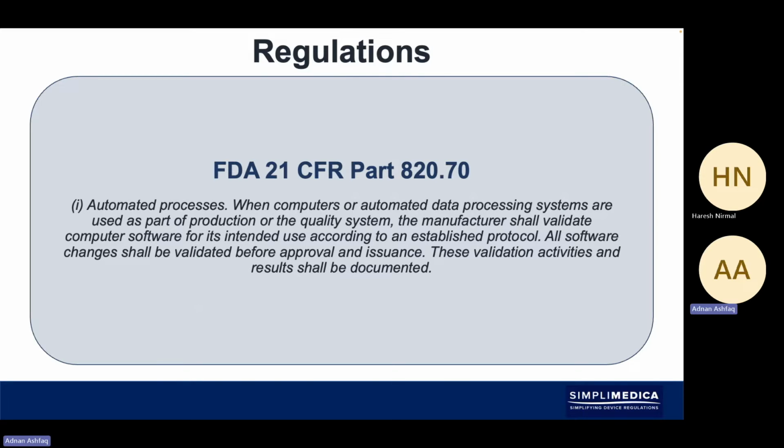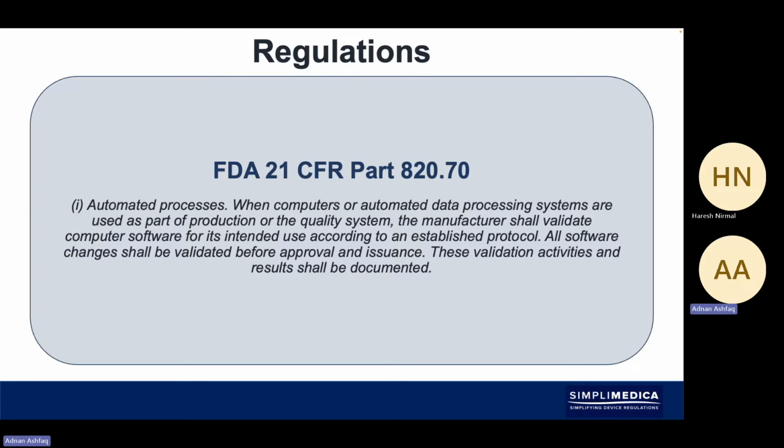Equally, FDA also in part 820.70 mentions automated processes. When computers or automated data processing systems are used as part of production or the quality system, the manufacturer shall validate computer software for its intended use according to an established protocol. All software changes shall be validated before approval and issuance. These validation activities and results shall be documented. So this is a very short paragraph in comparison to clause 4.1.6 and 7.5.6, which essentially is covering the same, but in greater detail in ISO 13485.